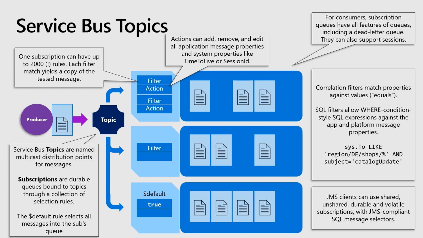One topic can have up to 1,000 of these subscriptions, and every subscription can have up to 2,000 rules. A rule is a SQL expression, or a simple correlation filter, which is effectively the name of a property and a comparison value. These filters, the if conditions, can be matched with actions, and those actions can edit properties, including system properties, on the message. So it can set, for instance, a session ID, it can overwrite the TTL, it can do everything with that message, it can edit the message in that action.